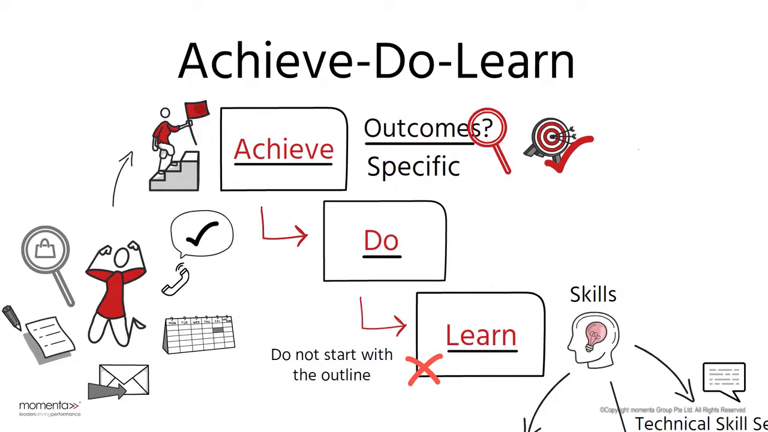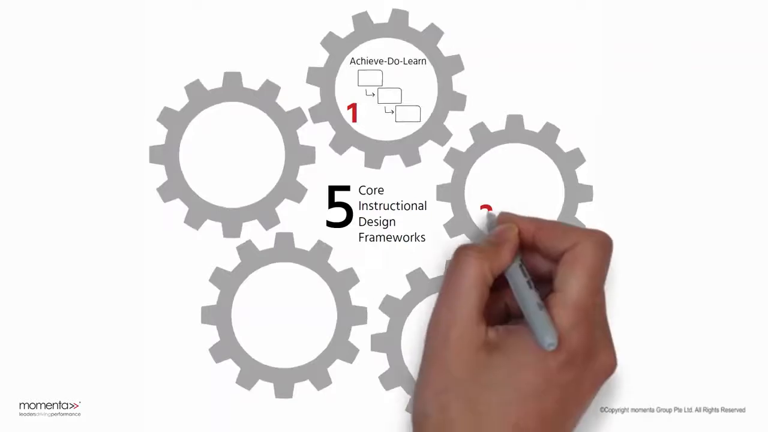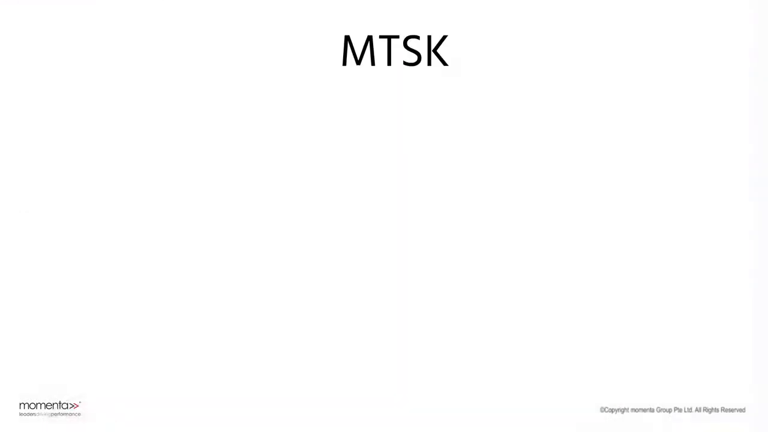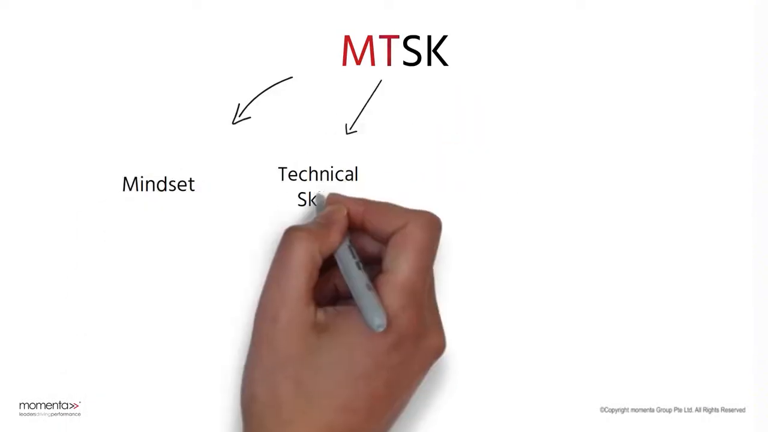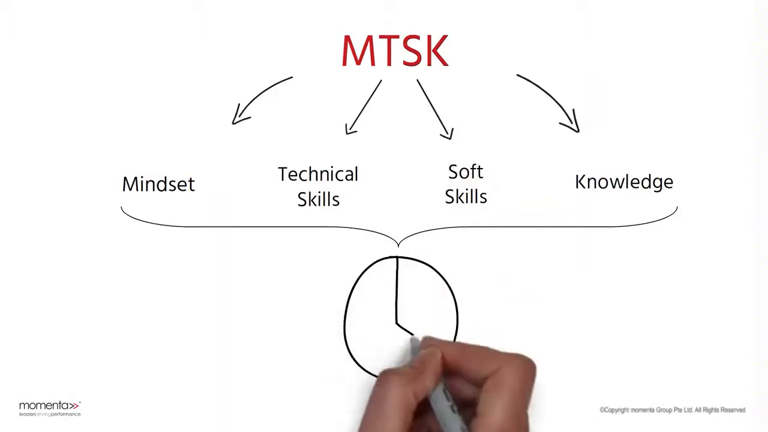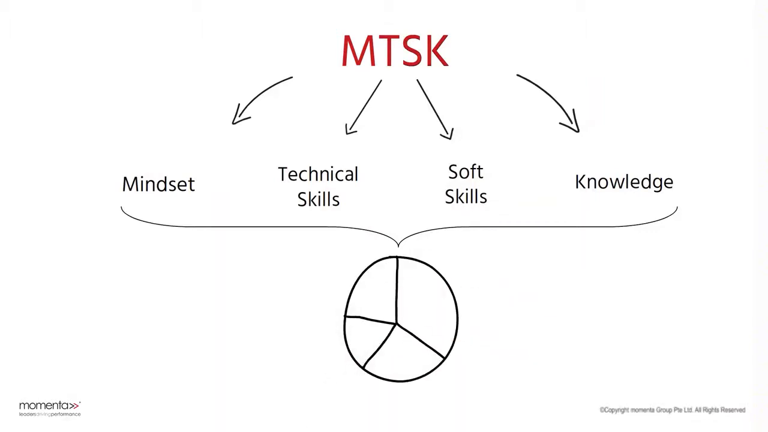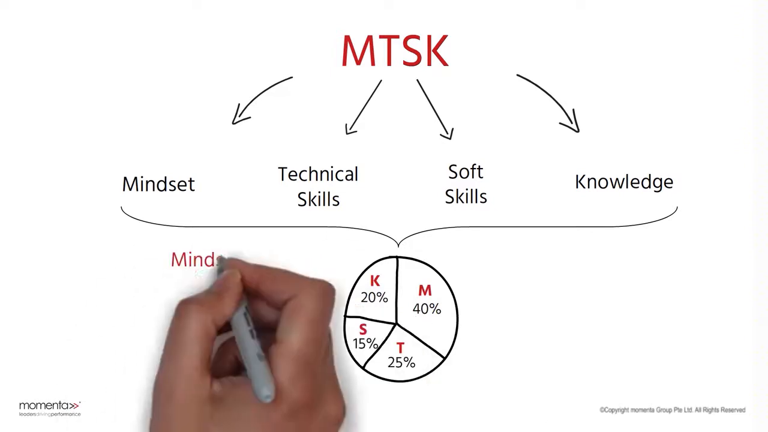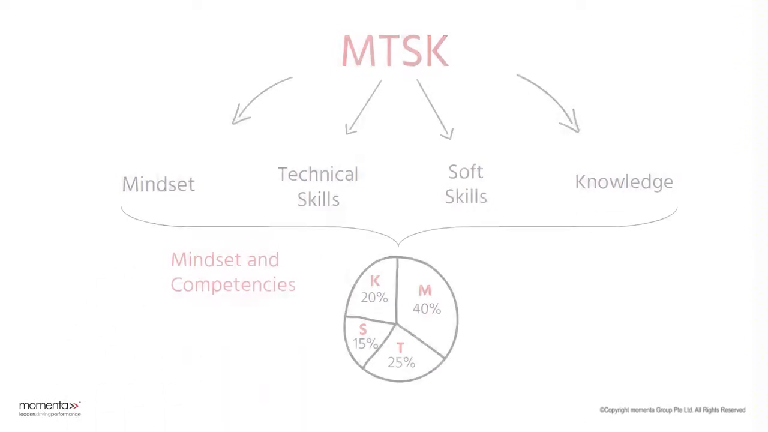It's the first framework. The second framework is under the learn, is MTSK. Is it a mindset issue? Is it a technical skill set? Is it a soft skill or is it knowledge? What are we trying to train them up on? Out of the 100% of the training programs, what are we trying to train them on? Mindset, technical skills, soft skills, or knowledge? Maybe not in that order, but these are the 4 different buckets of what we call mindset and competencies that we want to focus on.